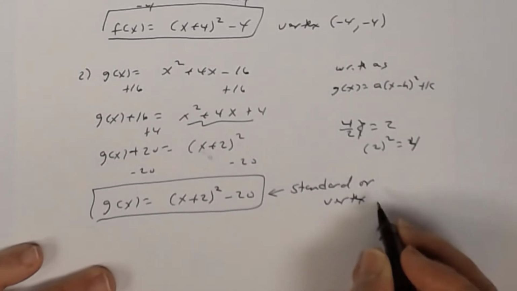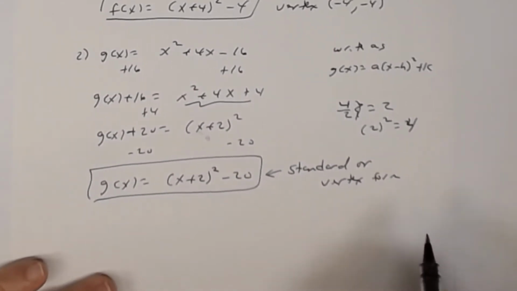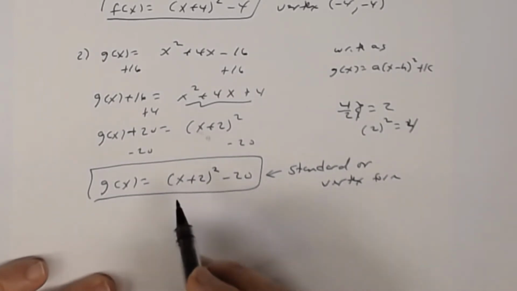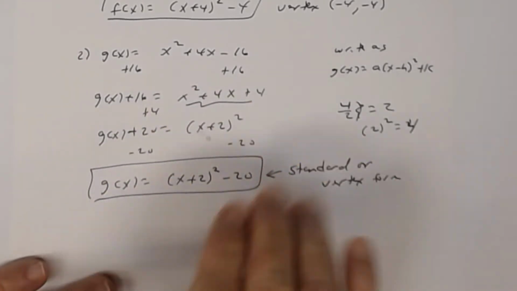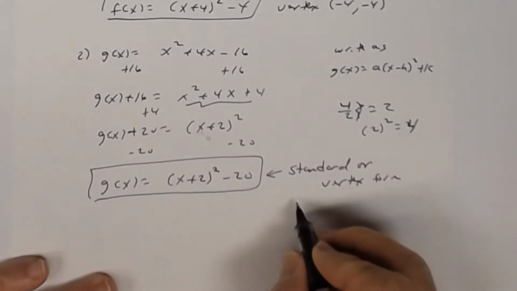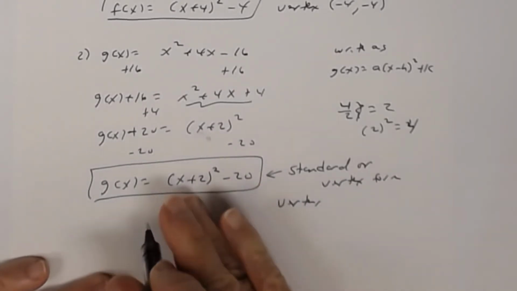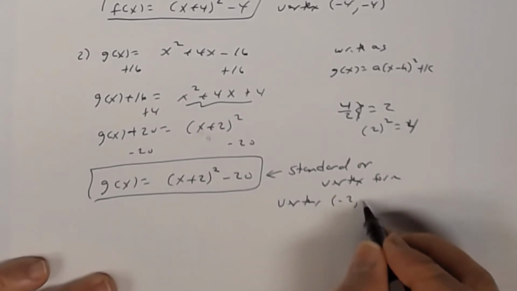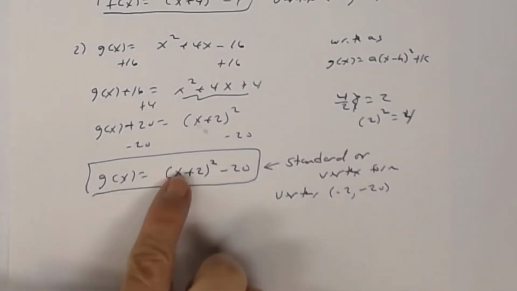Okay, and once it's in vertex form, you can easily determine the vertex, and you can also use this to help you graph this quadratic function, which is going to be in the next section. Now remember, all they want is the vertex form, so that's your answer right here. But just remember that the vertex here is -2, -20. All right, so that's your vertex standard form.